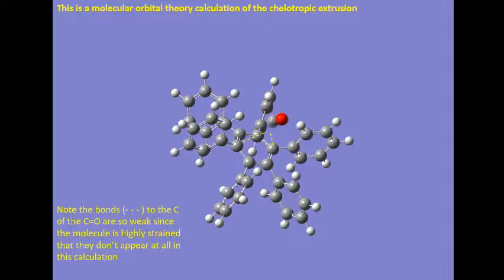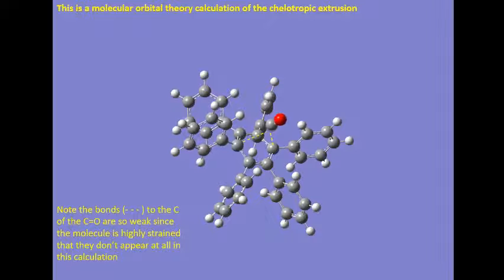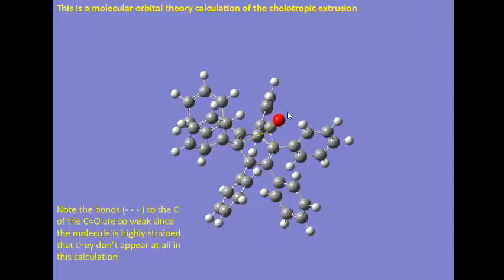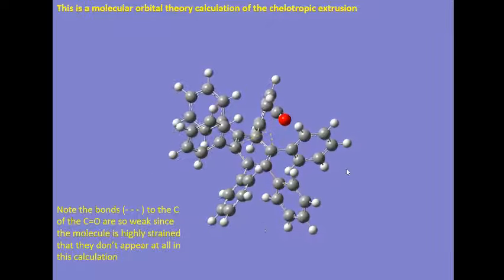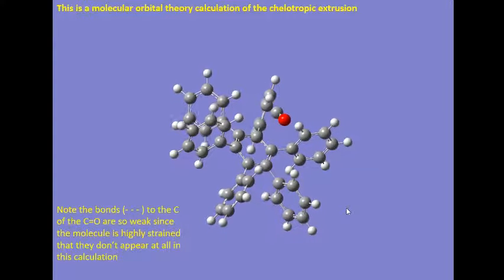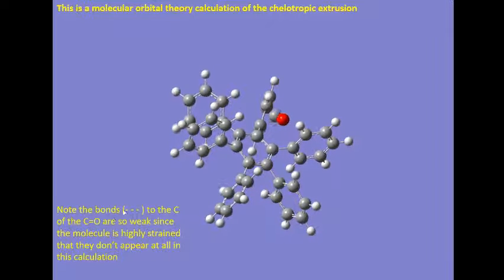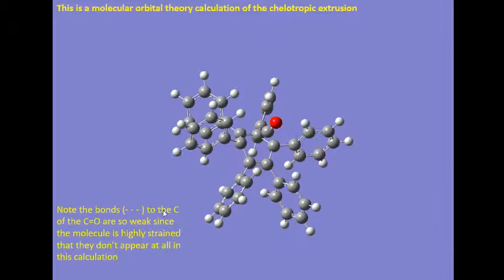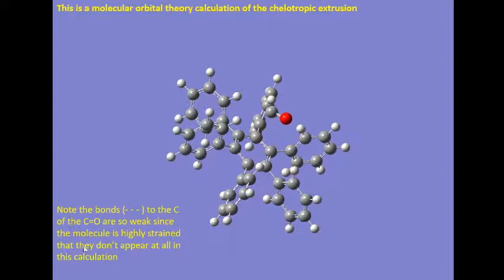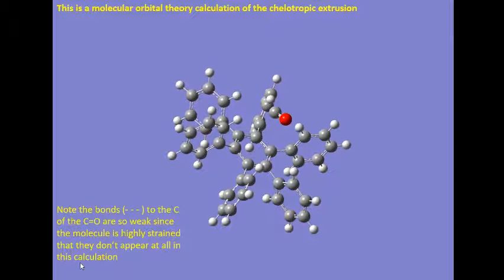Here is the molecular orbital theory calculation for the cheletropic extrusion. As you can see, this molecule ejects the carbon monoxide and the final product is being formed. You have to note, as it says in this part, that the bonds to the carbon of the CO are so weak, since the molecule is highly strained, that they don't appear at all in this calculation.